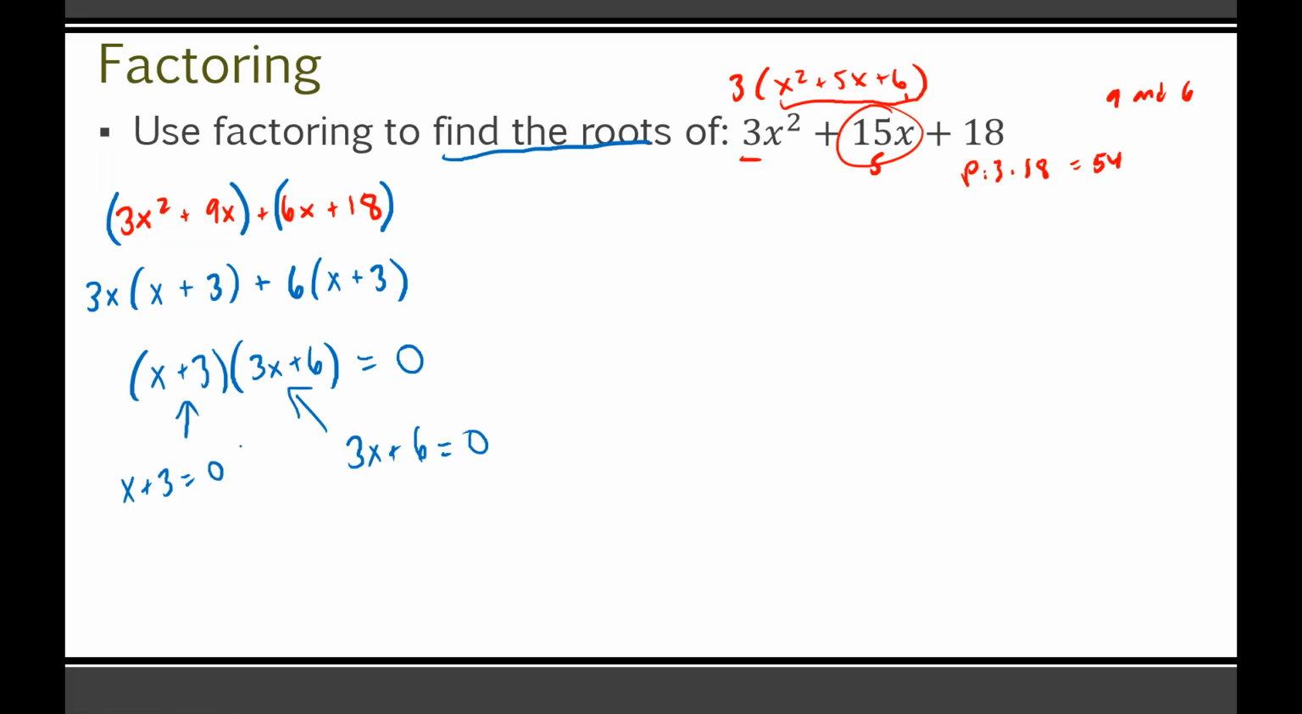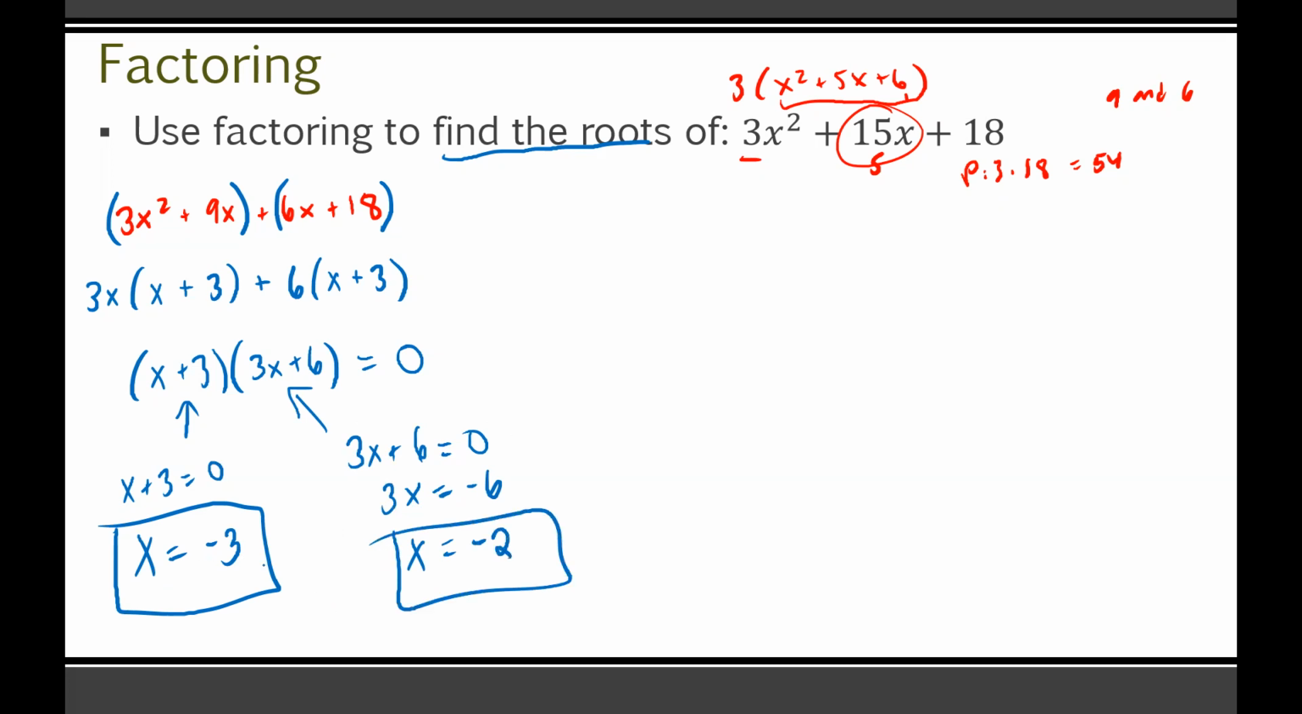For this first one, we just have to minus 3 on both sides, so that gives me x equals negative 3. Boom, right there. That's one of my x-intercepts. This next one's a little trickier, so if I minus 6 on both sides, this gives me 3x equals negative 6. Then divide by 3 on both sides, and you have x equals negative 6 divided by 3 is negative 2. So x is negative 3 and x is negative 2. Right there, those are our two x-intercepts.